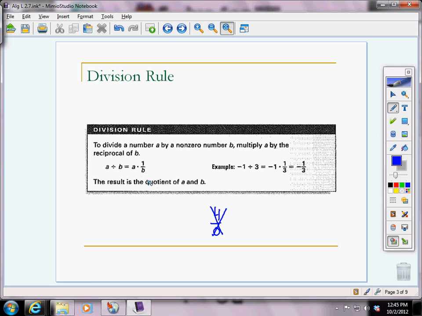And you really already know this rule because we use it for when we divide fractions, but it applies to all numbers. Okay? So if you look at the example here, -1 divided by 3, how could we rewrite that? We take -1 and instead of dividing by 3, multiply by its reciprocal. And you might think, why would we want to do that? Well, in some cases it really does make the problem easier. Let's look at some examples.